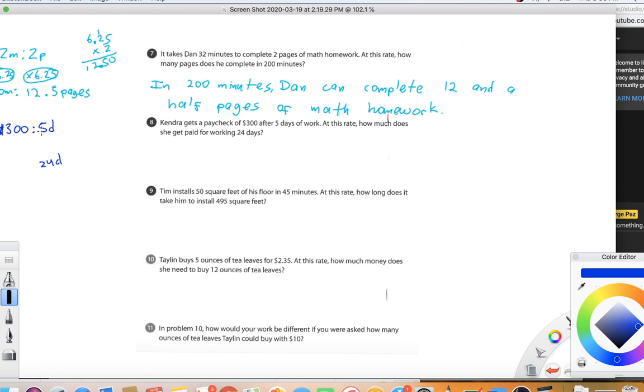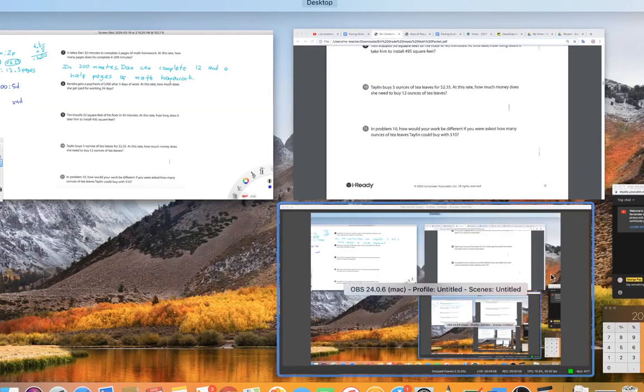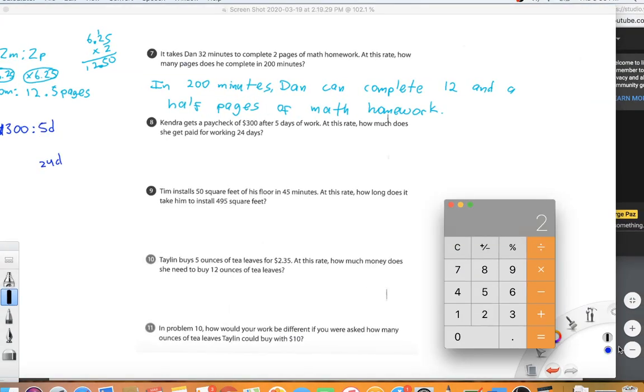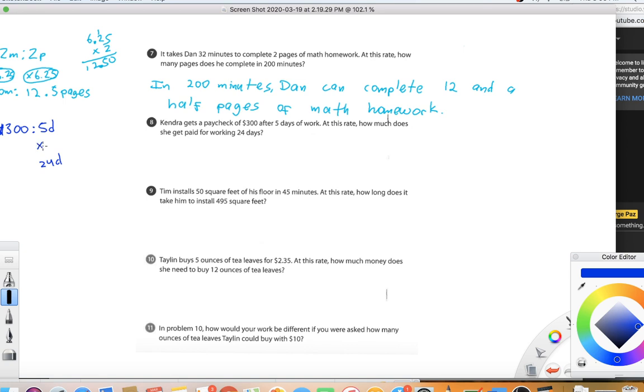For example, 5 times 5 is 25. 5 times 4 is 20. So I know the answer is going to be 4 point something. So we're going to take our calculator, divide 24 by 5, and we get 4.8. That means if I multiply this times 4.8, I should get 24. And we're going to do that to both sides.